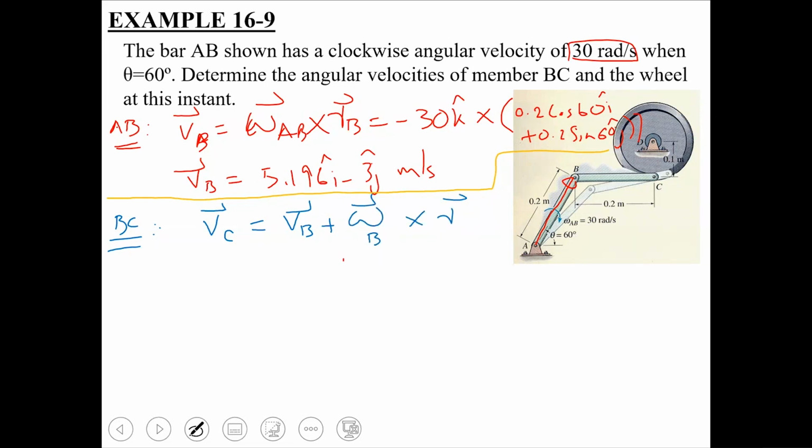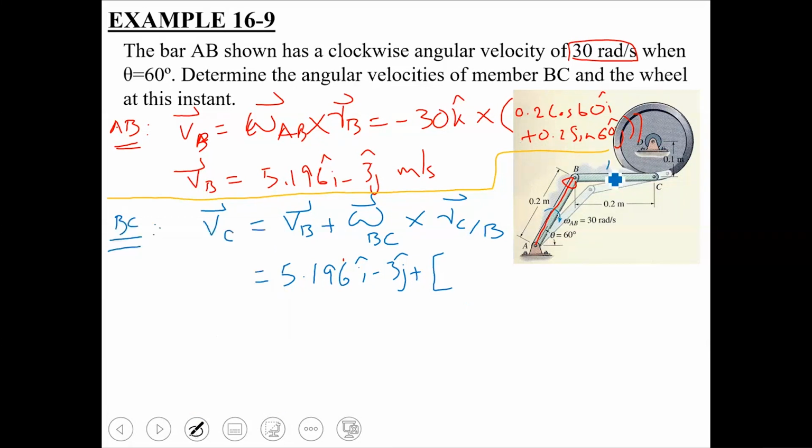where omega is going to be the angular velocity of this link and R is going to be the relative position of C with respect to B. So this is the relative velocity equation being applied on link BC, which is in general plane motion, taking B as our base point. Why have we made B our base point? Because the motion of point B is known to us. Okay, in the previous step, we have already found this VB value to be equal to 5.196 i minus 3j plus omega cross R.